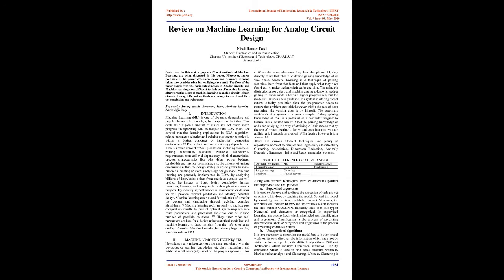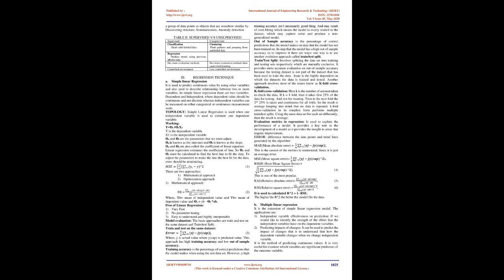AI is the ability of a computer program to function like a human brain. Machine learning and deep learning are a way of achieving AI. This means that by using machine learning and deep learning, we may be able to achieve AI in the future. However, it is not AI itself. There are various different techniques and many algorithms. Some of the techniques are regression, classification, clustering, association, dimension reduction, anomaly detection, sequence mining, and recommendation systems.